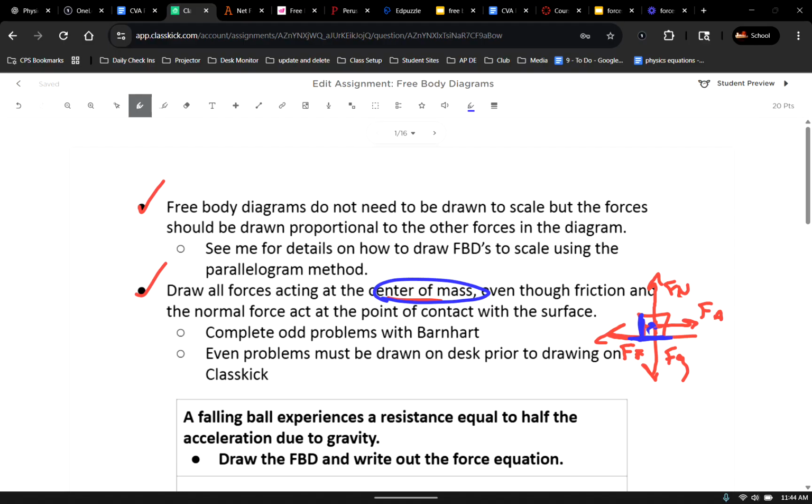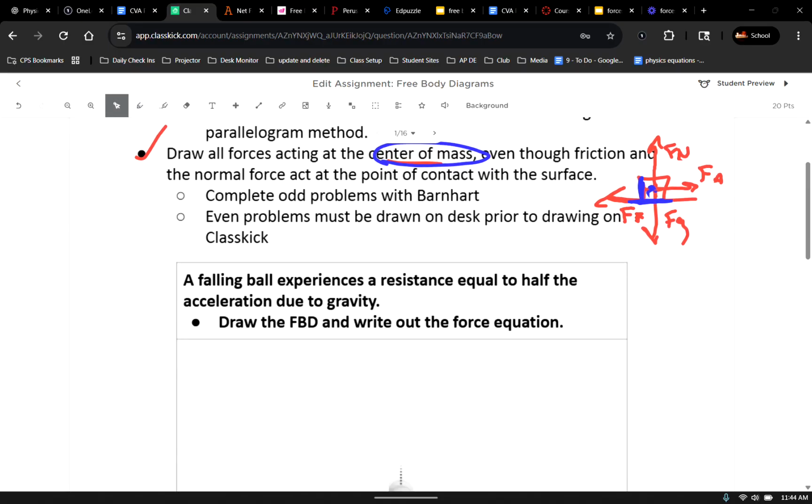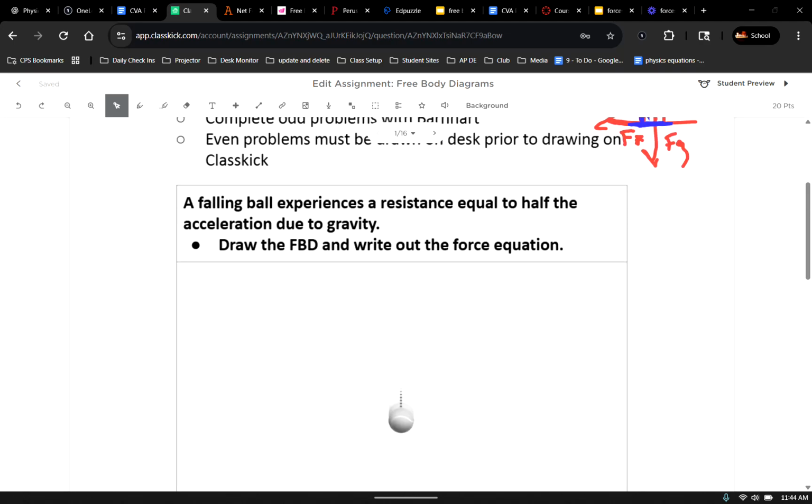Again, I'm going to complete the odd problems. You guys are going to do the even problems. All right, and here's our first example. Oh, sorry, it's moving the slide. So we got a falling ball. You got to read these carefully.